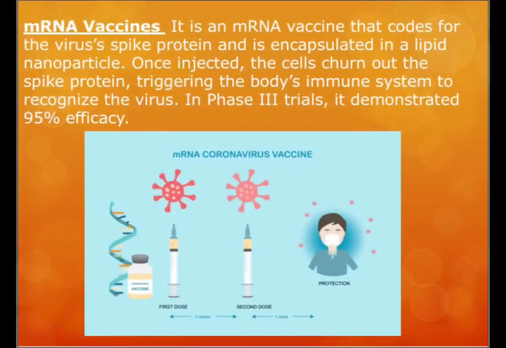mRNA vaccines. It is an mRNA vaccine that codes for the virus spike protein and is encapsulated in a lipid nanoparticle. When injected, the cells crank out the spike protein, triggering the body's immune system to recognize the virus. In phase 3 trials, it demonstrated 95% efficacy.